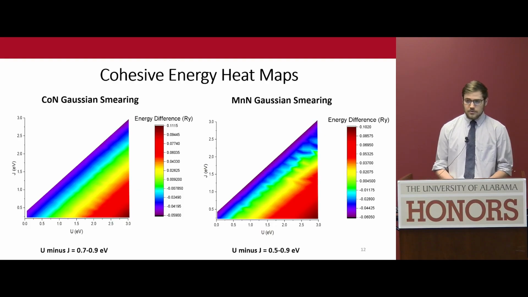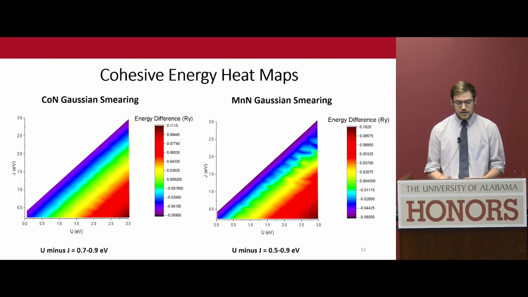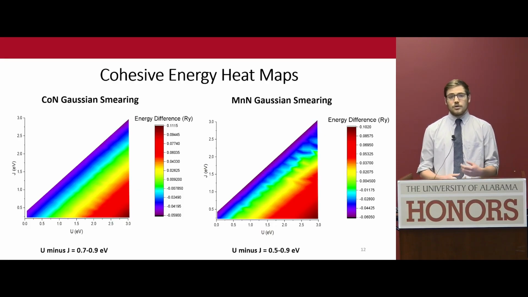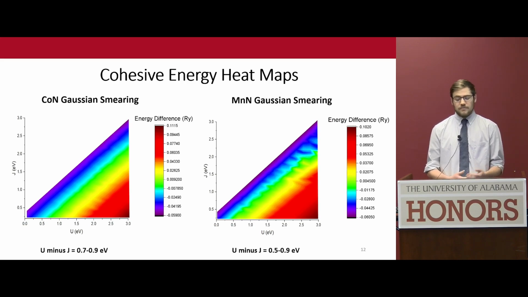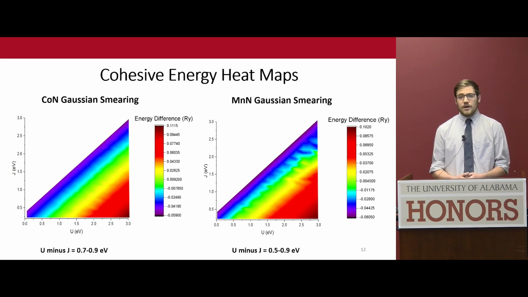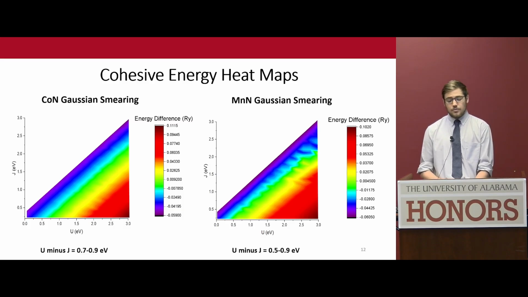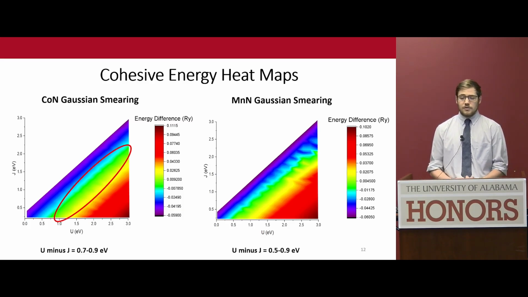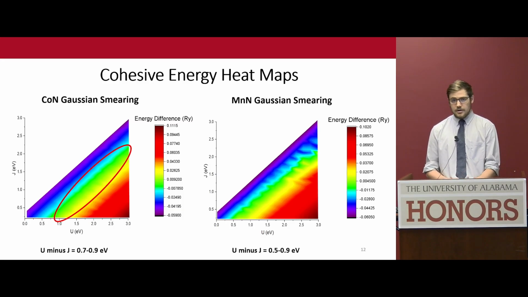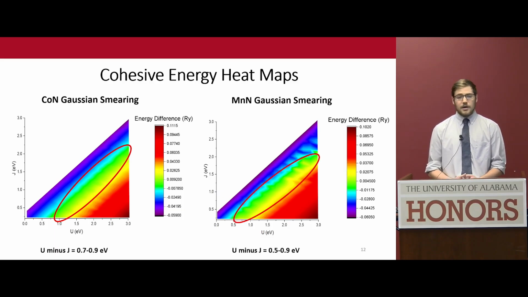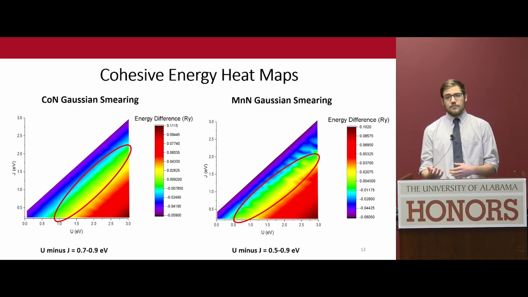In terms of cohesive energy, we see that this linear dependence arises again, meaning that we're only looking at particularly U minus J, or the U effective value. For cobalt nitride, we found that we were able to reproduce cohesive energies close to the median when U minus J was between 0.7 and 0.9 electron volts, as seen in the region here. Whereas for manganese nitride, it was found that we were able to reproduce median energy values between a region of 0.5 and 0.9 electron volts for this difference.